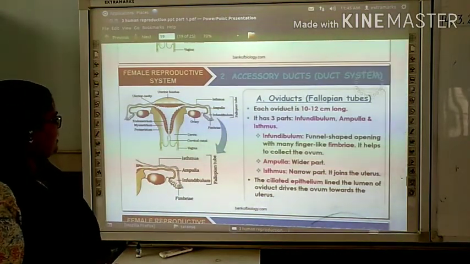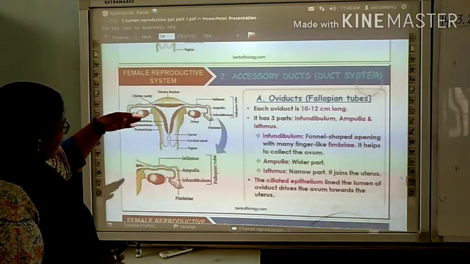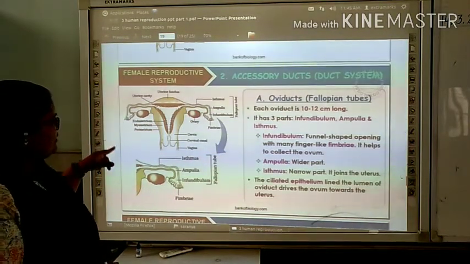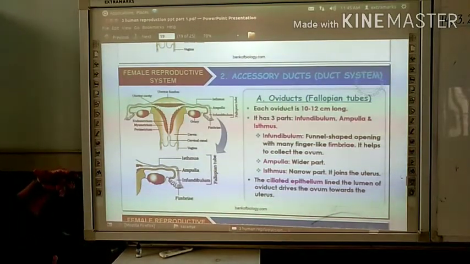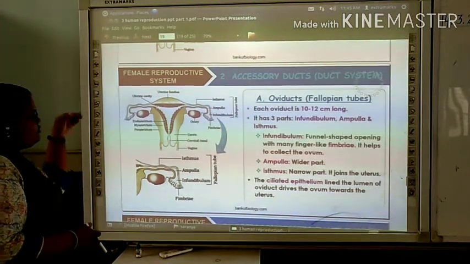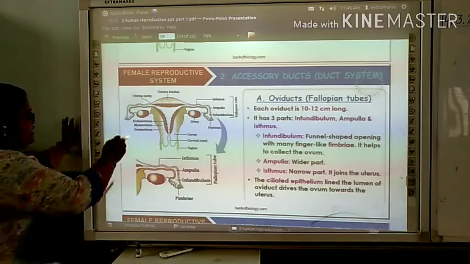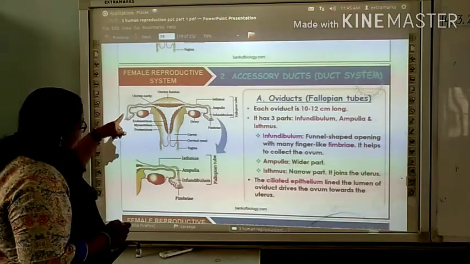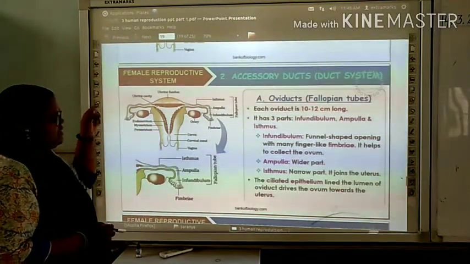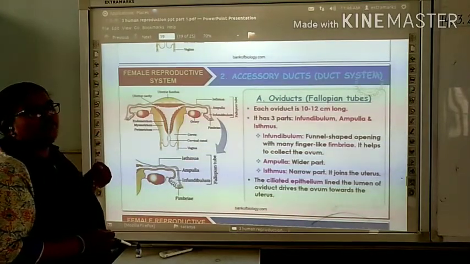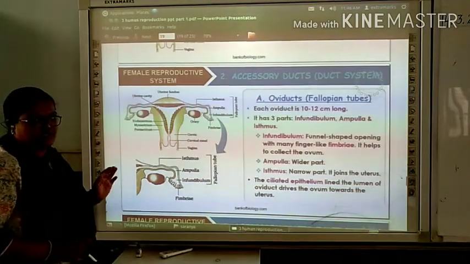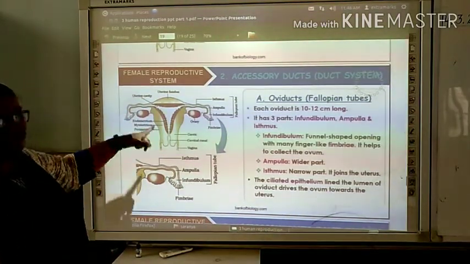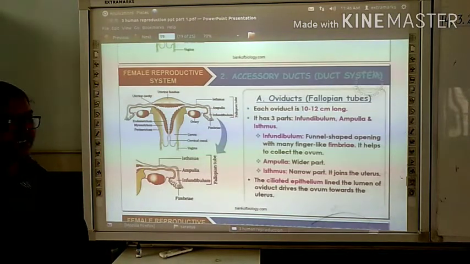Clear? Here you can see that the lumen, the pathway of the oviduct, is lined by a ciliated epithelium, which helps in the movement of the ovum towards the uterus. The ovum is collected from here and taken inside, and the ciliated epithelium continuously moves so that the ovum is easily moved towards the uterus. So the lumen is lined by ciliated epithelium.